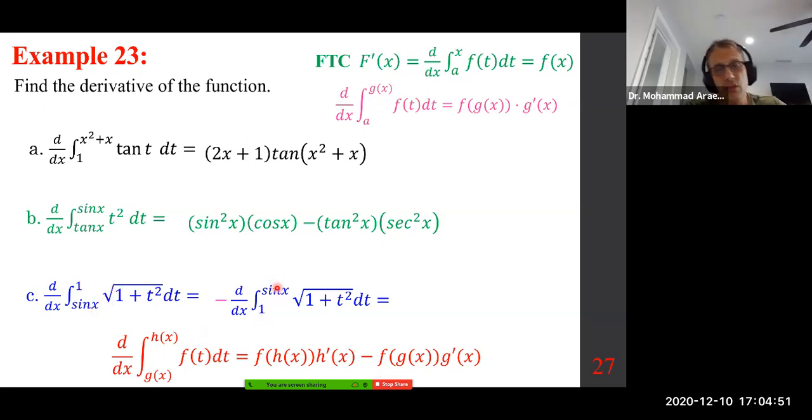And now you are going to replace the t with sine, so square root of 1 plus sine squared, and then times the derivative of sine, which is cosine. Don't forget there's a negative in front, and you put the cosine in front. Okay.